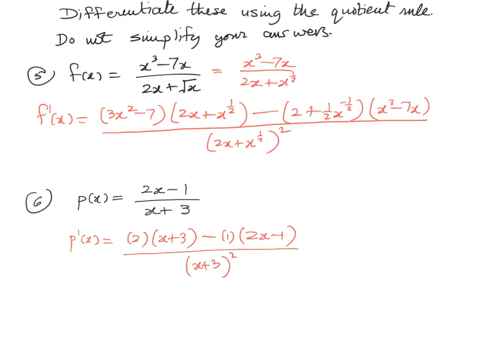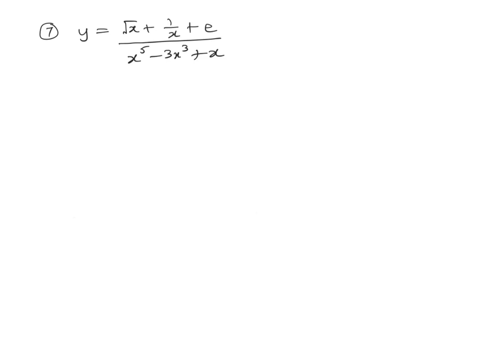So that's the quotient rule again. Derivative of top times bottom left alone, minus derivative of bottom times top left alone, all over bottom squared. Here's another one.